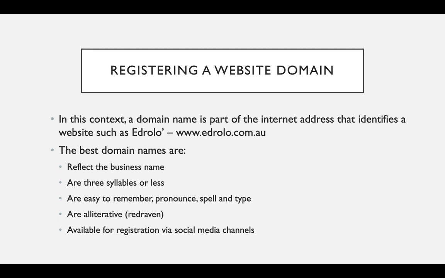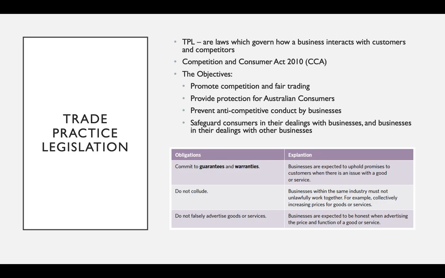Okay, so again, that'd be where you'd be looking at the name of the business, working out whether or not the domain name is able to match, and then if your website can match social media channels. So is there someone that already has that name on Facebook, Instagram, Snapchat, Twitter, anything like that? All right. Okay, the next one, trade practice legislation.